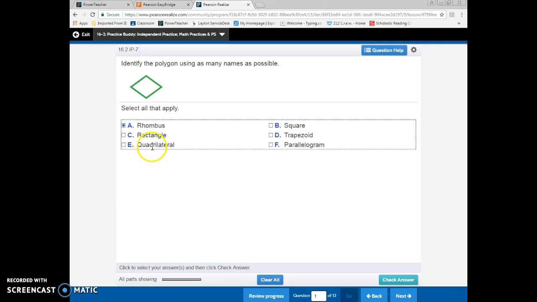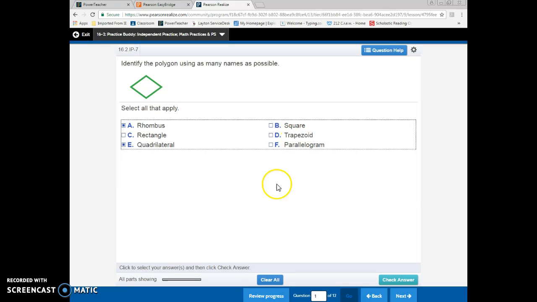Is it a quadrilateral? Quadrilaterals are 4-sided figures. I see 1, 2, 3, 4. Yep. Is it a square? Well, a square is a figure that has 4 sides the same length. All 4 sides are the same length, and a square has 4 right angles. We already know that these aren't right angles, so it is not a square.